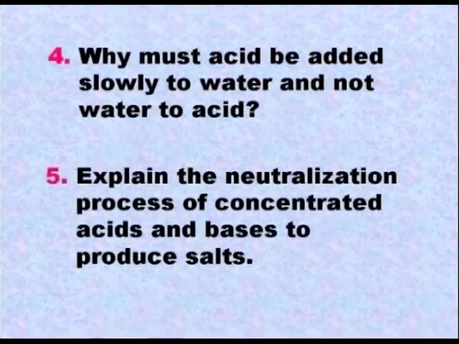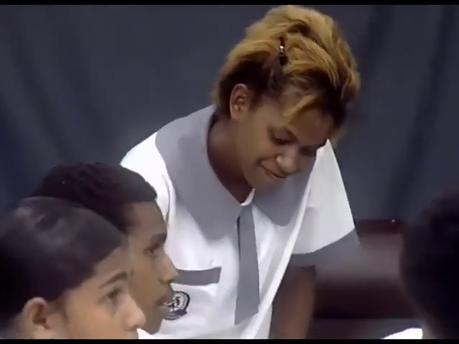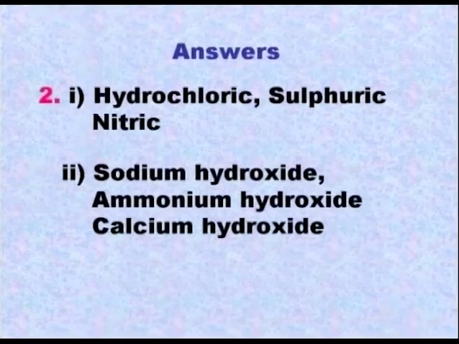Now, we have to explain the neutralization process of concentrated acids and bases to produce salts. If I can have someone to give us the answer for that question. To produce salts. Acid plus base gives salt plus H2O. Good. And this H2O has salt in it, and it has to be heated or evaporated to get salt. Those are the answers to the first question on the different types of acids and bases.